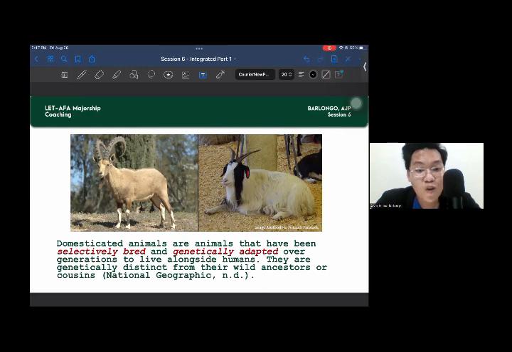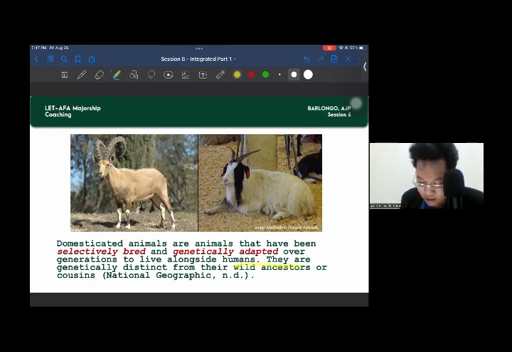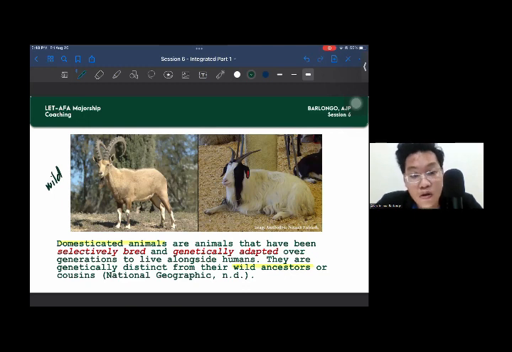Kapag sinabing wild, ito yung original, kumbaga. Ganito yung itsura nila nung pinakauna. Parang ganon. Kapag domesticated naman, ito yung binreed na sila based on the use na gusto ng mga tao sa kanila. Ayun. So, dito sa picture na to, the one na nasa left, ayun yung ating wild type. So this is the wild. Ito yung wild. Tapos ito naman yung domesticated.